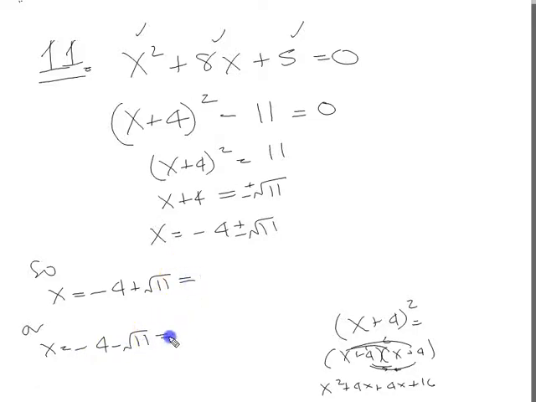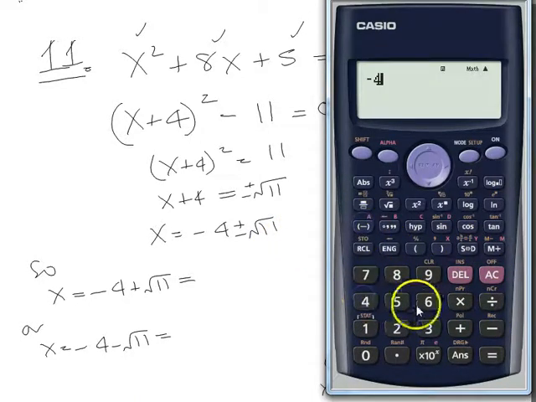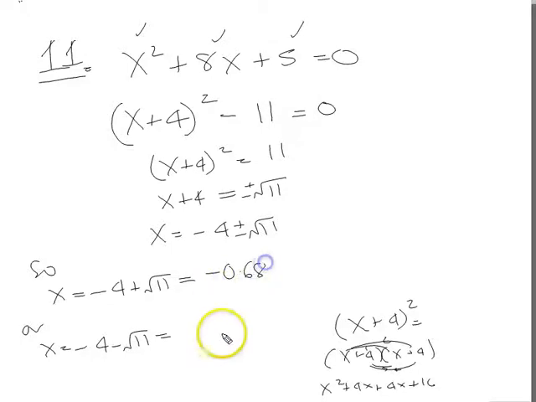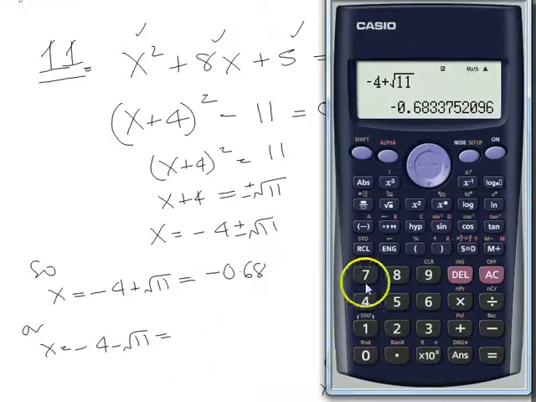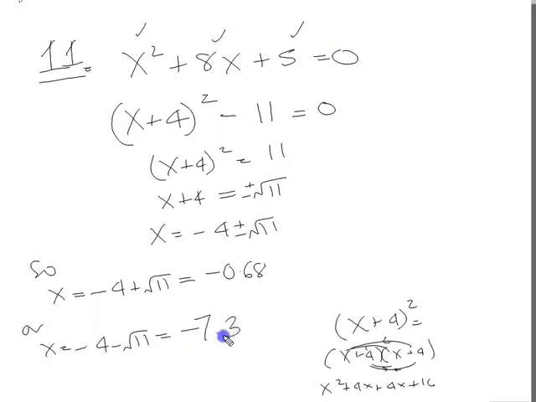Let's just check that in decimal and verify our answer just briefly. So we've got negative 4, we can write that, can't we, plus root 11. Let's get the decimal, 2dp: minus 0.68. And the other one is negative 4 minus square root 11. That's what, minus 7.32, because that's a 6, the 1 gets rounded up to 2, doesn't it? So it's minus 7.32. Put that down.